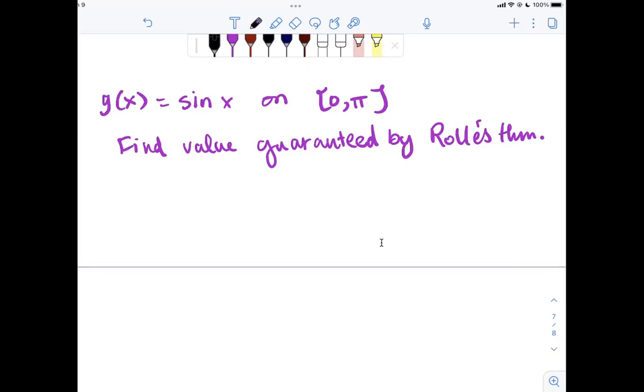All right, so Rolle's theorem tells us there's some value in this interval where g prime of x is equal to 0. So we know that g prime of x is equal to cosine x. So where is cosine equal to 0? We can just look at a unit circle pretty much. So cosine is this value.